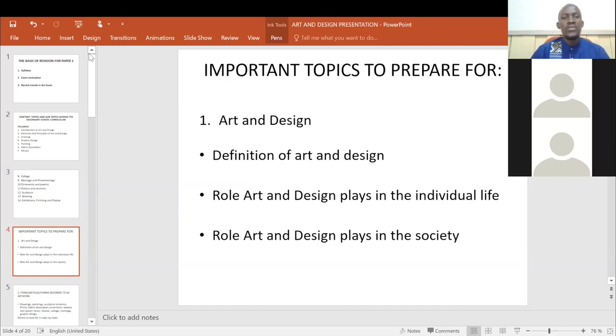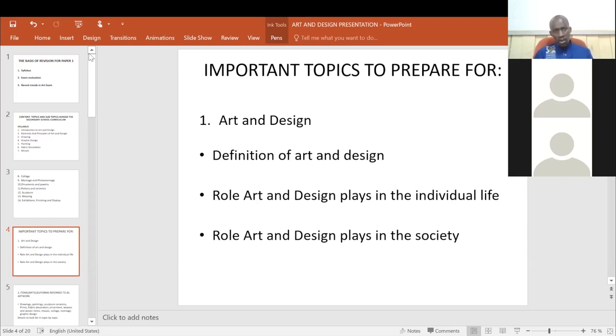We talk about the definition of introduction of art and design. And under the introduction of art and design, the students and the learners must be able to define what art and design is. The learners are encouraged to understand what art is and what design is, because they form the basis of the subject. Away from the definition of art and design, the learners need to understand the roles of art and design to an individual. That is the role art and design plays in an individual's life. And then the role of art and design in the society.